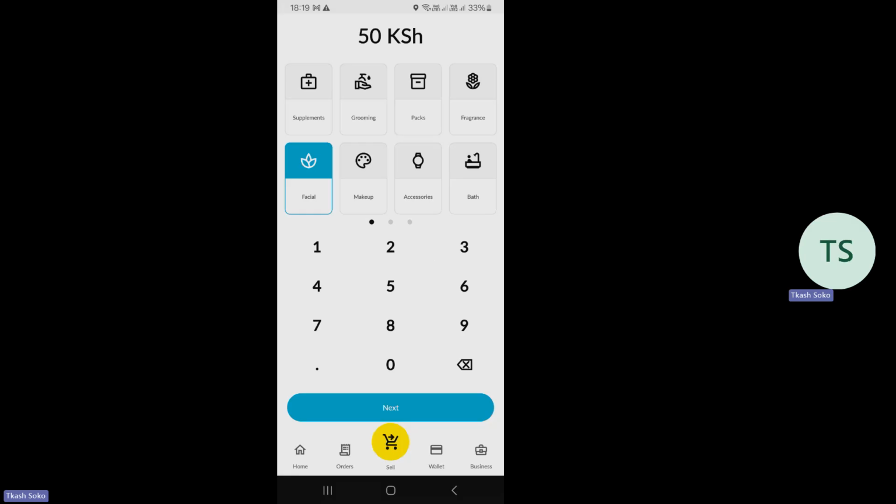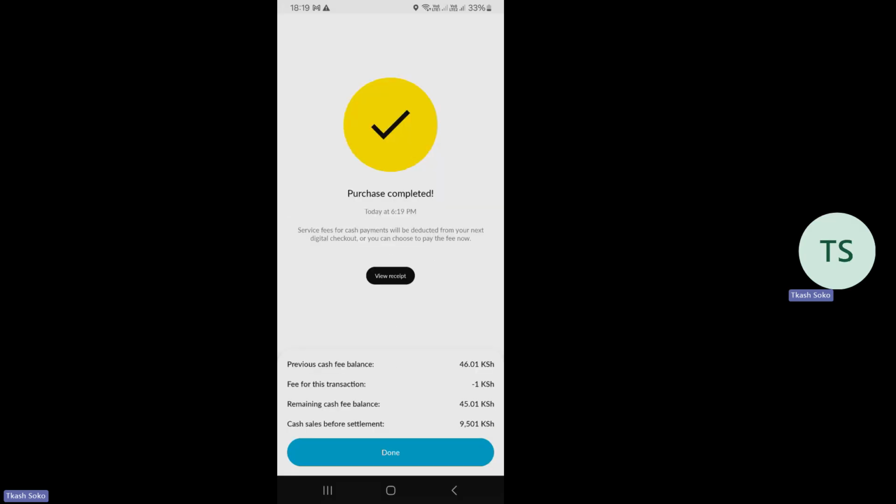So if you look down here, there is some information that I would want us to understand together. I'm being told that the previous cash fee balance was 46.01. What does this balance mean? This balance means the money that I have, the money that I can use to pay the platform fee.